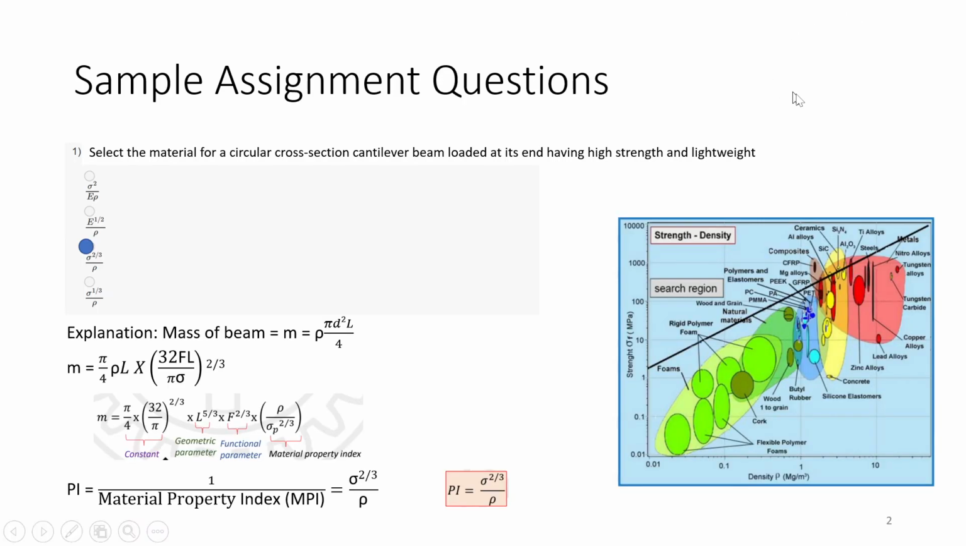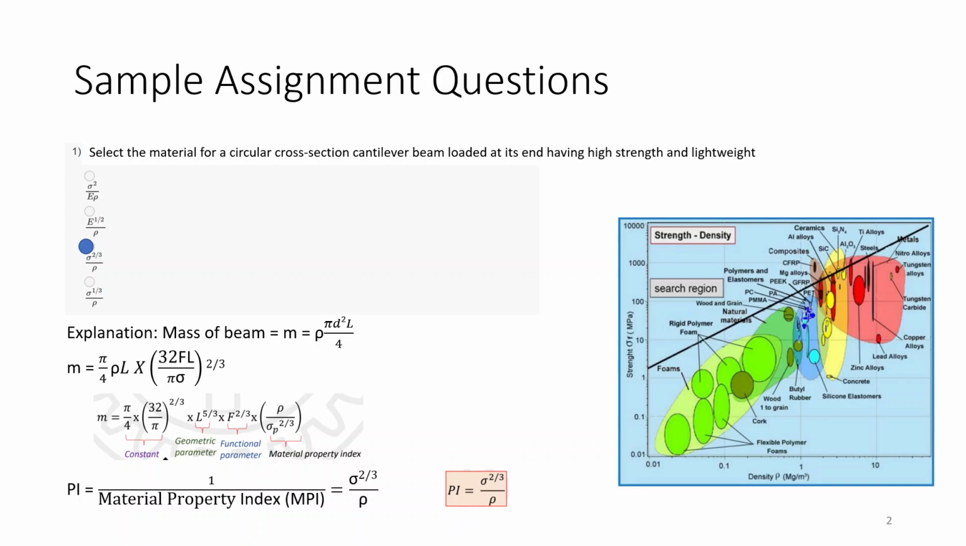So in these questions you have to solve your performance index. So for this you first have to figure out what you have to maximize. So in this case you have to find light weight, so you have to take minimum mass. So you have to write equation for mass. So mass of beam will be your density times the volume. So density is rho and volume will be pi d square L upon 4. So it can also be pi r square L.